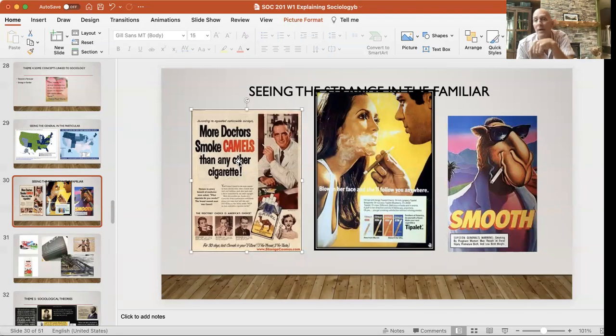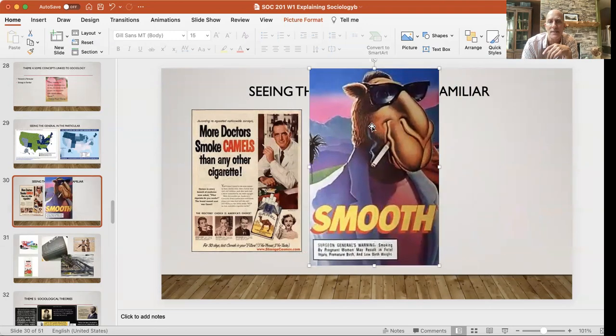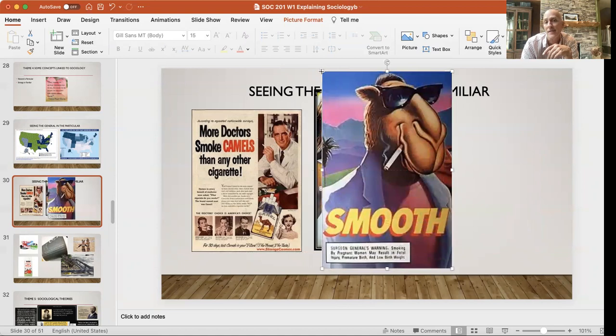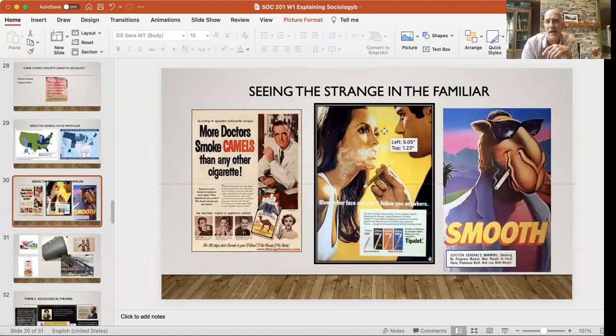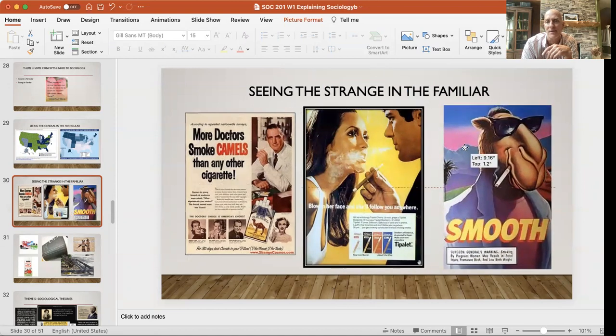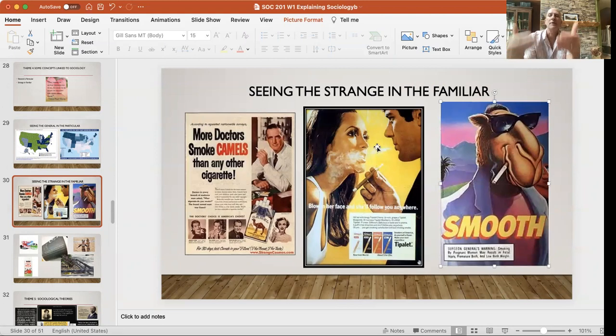Joe Camel, right here on the far right, got in some trouble because the allegation was, and it was established in court, and they had to change their ad campaign, because the prevailing argument was that R.J. Reynolds was using this character of Joe Camel to appeal to kids. You get kids smoking early, you create lifelong customers, kind of thing.